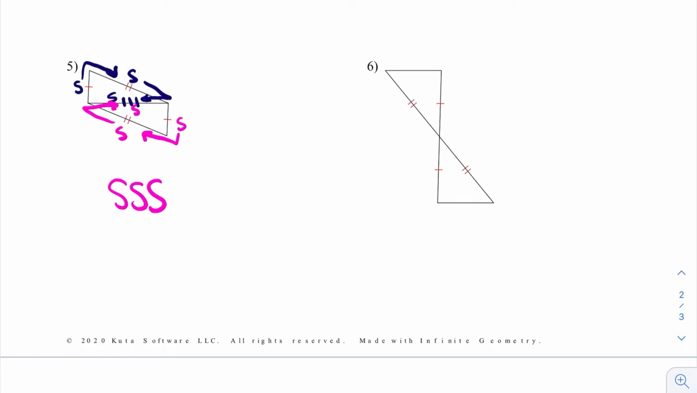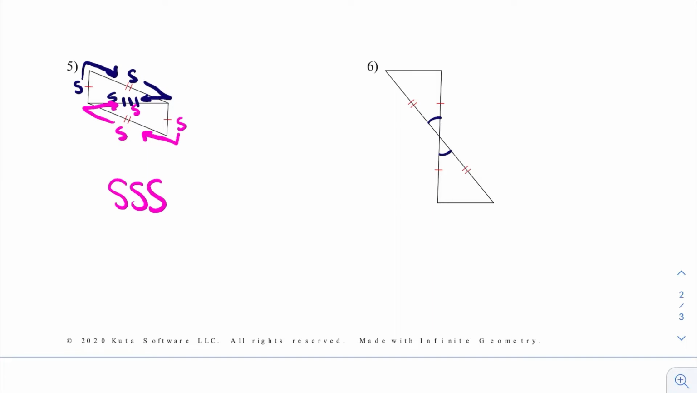Our final example, notice that it is a bow tie shape. In the bow tie shape, you will always have vertical angles, and they will be congruent. These angles will always be located in the middle of the 2 triangles. So I will go ahead and mark those 2 angles congruent.